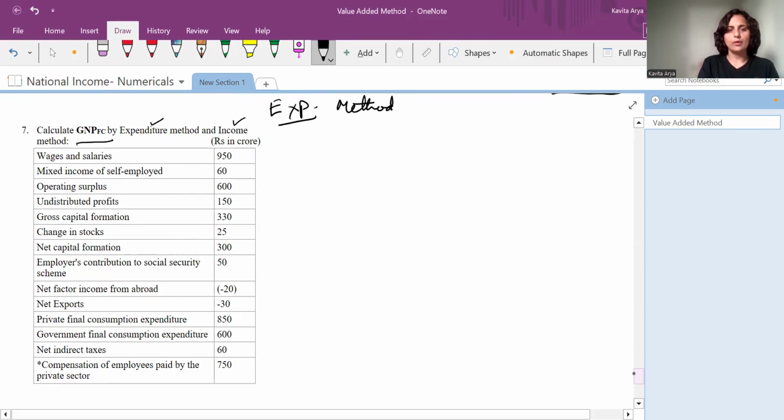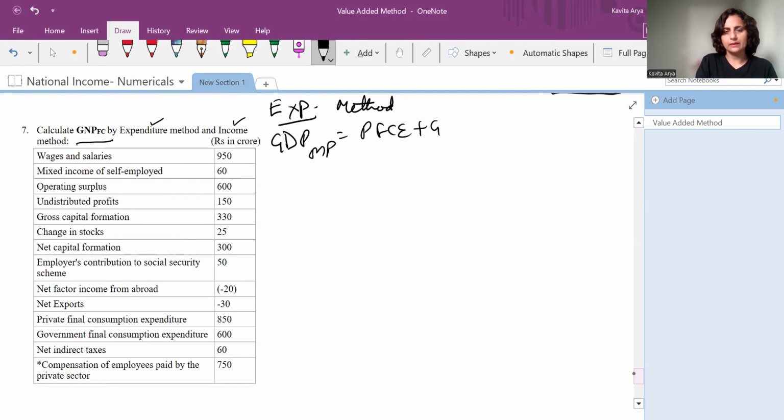What do we do? We start with, because GNP is required, so this time I would be writing GDP at MP. So GDP at MP is equal to private, government, gross domestic capital formation, and net exports.